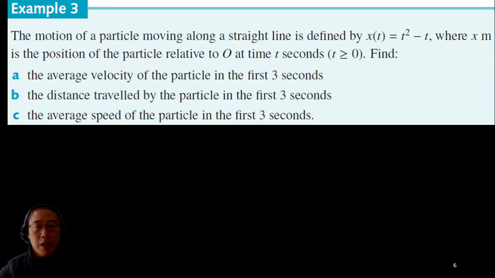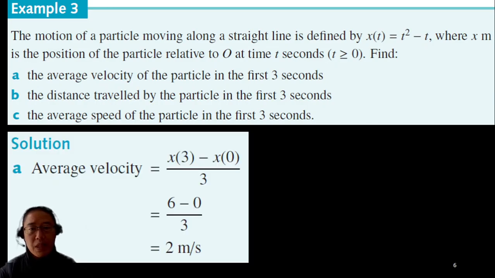First part, find the average velocity of the particle in the first 3 seconds, then find the distance traveled in the first 3 seconds, and then you can find the average speed of the particle in the first 3 seconds. So just be careful here as it relates to the speed and not the velocity. So pause the video, have a go, and then I'll continue.